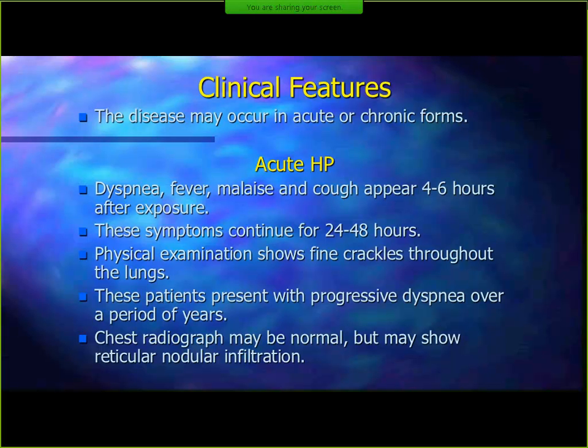So the clinical features, it could occur in two ways, acute or chronic. And acute usually causes a fever, dyspnea, malaise, cough. It appears 4 to 6 hours after the exposure. A lot during work. It could be an environmental disease, a Monday morning fever. These symptoms occur for 24, 48 hours. Fine crackles throughout the lungs. In the chronic form, they present with progressive dyspnea over a period of years, so you want to catch it early. And the chest X-ray may be normal, but may show a reticular nodular infiltrate.